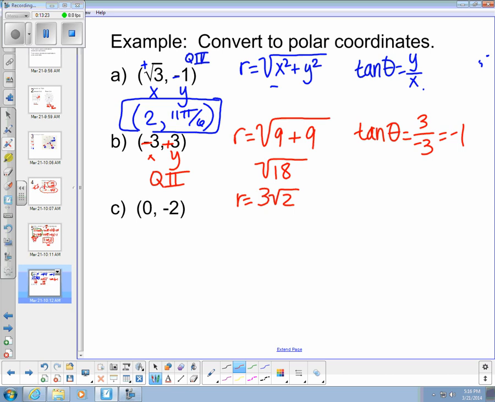And how do I get tangent to equal 1? Remember, tangent is y over x. Well, to get tangent to be 1, that's got to be the pi over 4 finger, because your y and x have to be the same. So in quadrant 2, our pi over 4 angle is 3 pi over 4. So our polar coordinates for part B are 3 square root of 2, 3 pi over 4.